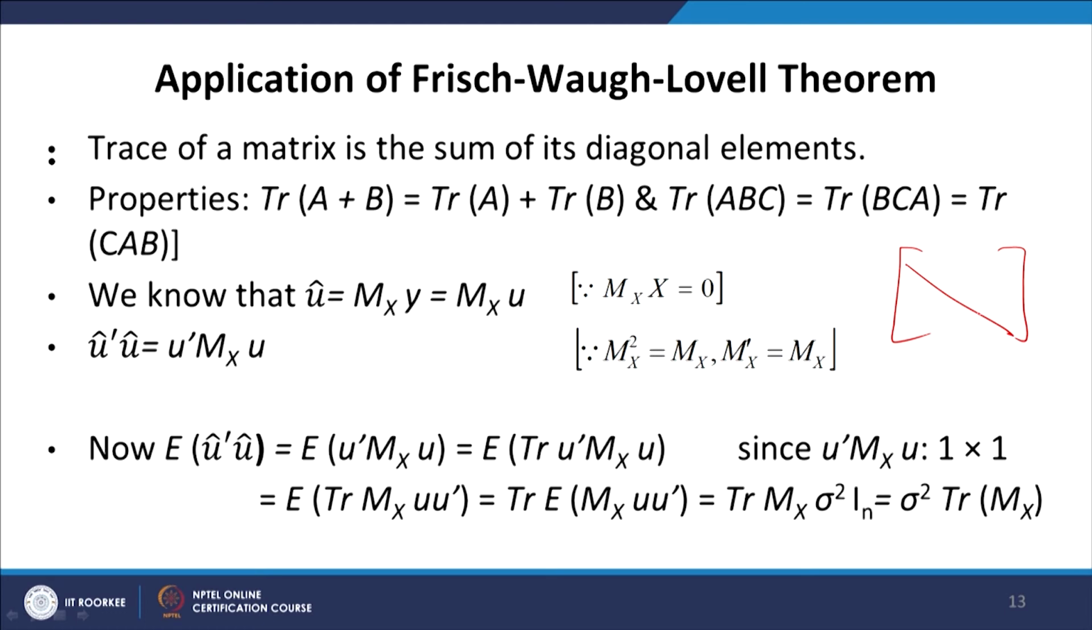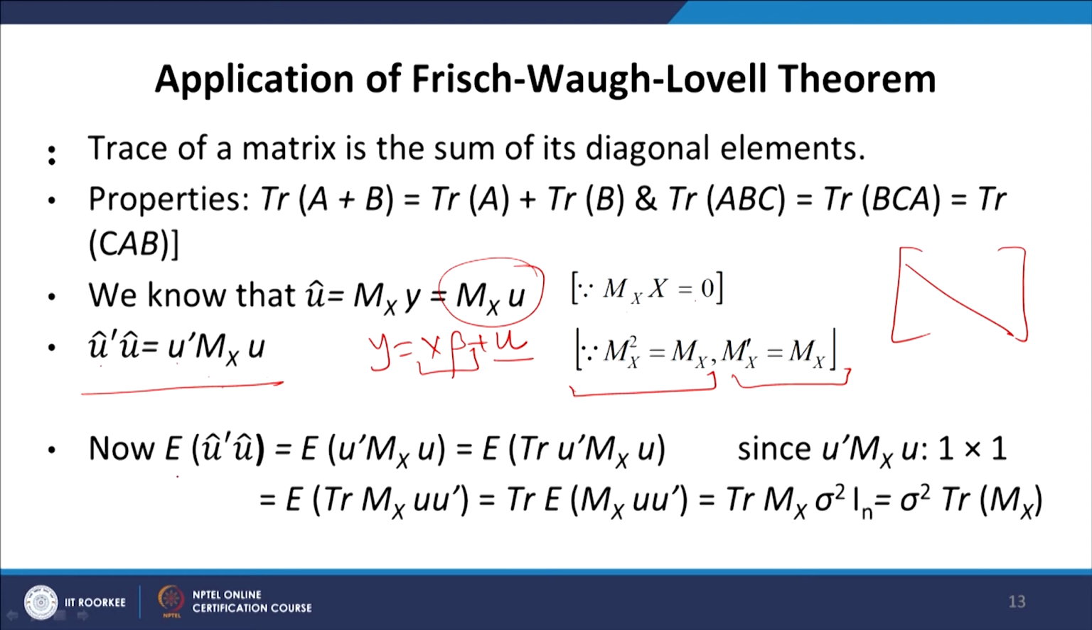Now, we know that u hat is equal to Mx y, right. Now, Mx y is equal to Mx u also, because y is equal to x beta plus u, and Mx x equals 0. So, x beta multiplied by Mx becomes 0, and I am left with Mx u. Now, we see that u hat prime u hat is actually equal to u prime Mx u, because Mx square is equal to Mx and Mx prime equals Mx. As Mx is a symmetric matrix as well as an idempotent matrix, we can write it like this. So, u hat prime u hat is Mx u prime multiplied by Mx u. So, u prime Mx Mx u is u prime Mx u.